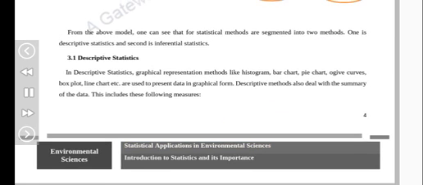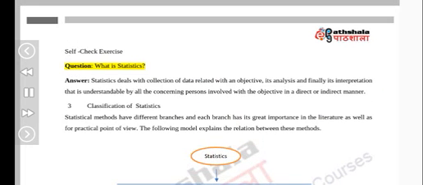Self-check exercise. Question. What is statistics? Answer. Statistics deals with collection of data related with an objective, its analysis and finally its interpretation that is understandable by all the concerned persons involved with the objective in a direct or indirect manner.